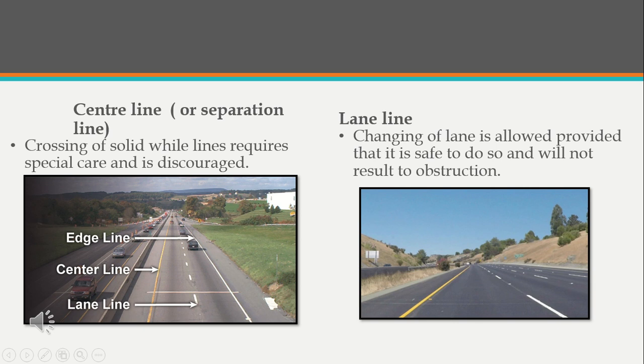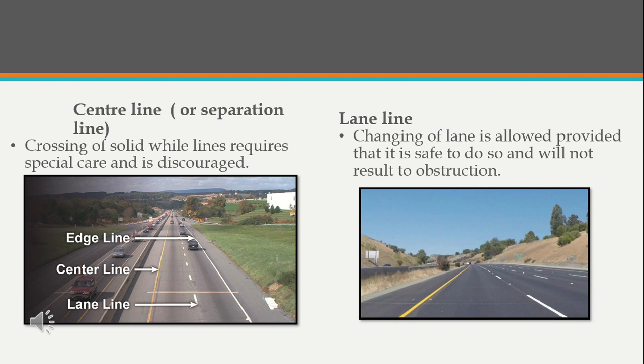The types of longitudinal markings are center line and lane line. The center line or separation line mainly separates the opposing streams of traffic and facilitates their movements. The center line may be marked with either a single broken line, single solid line, double broken line, or double solid line, depending upon the road and the traffic requirements. For example, in the picture, crossing of solid yellow lines requires special care and is discouraged. It may cause head-on collisions or accidents.